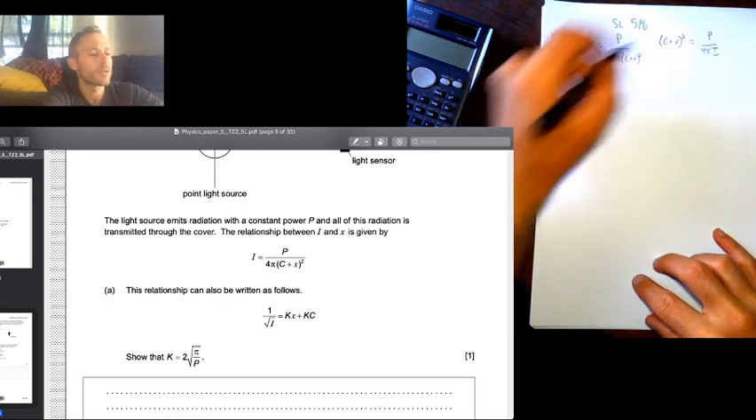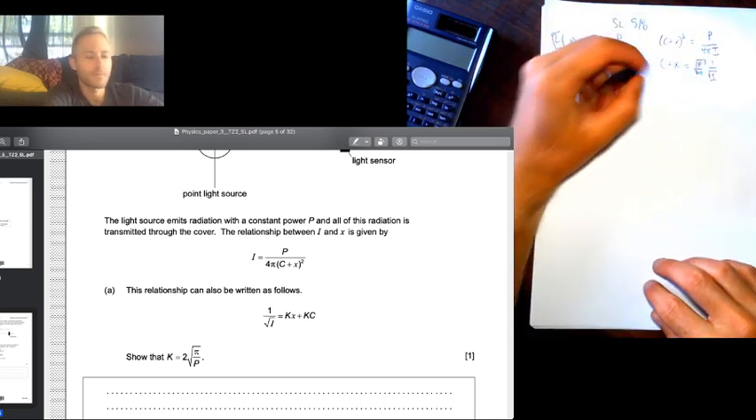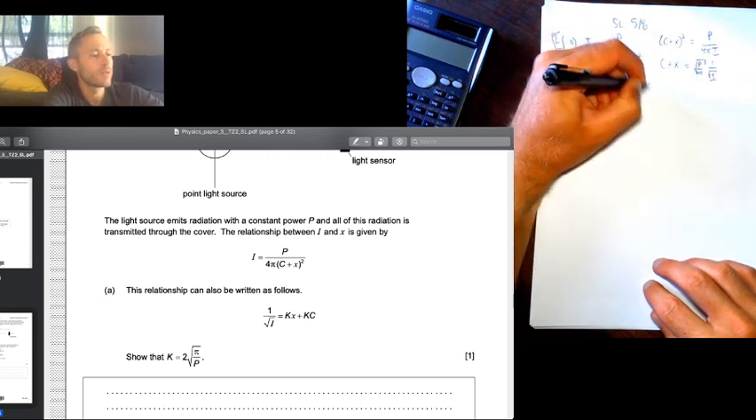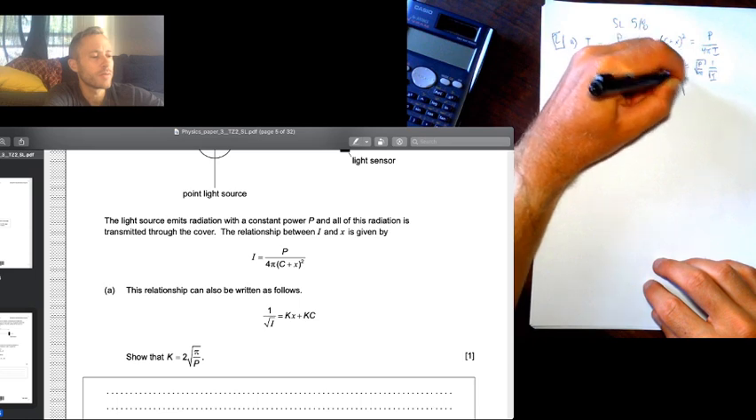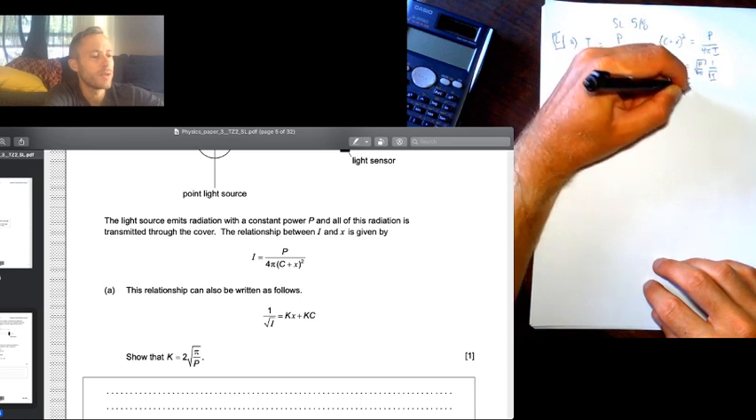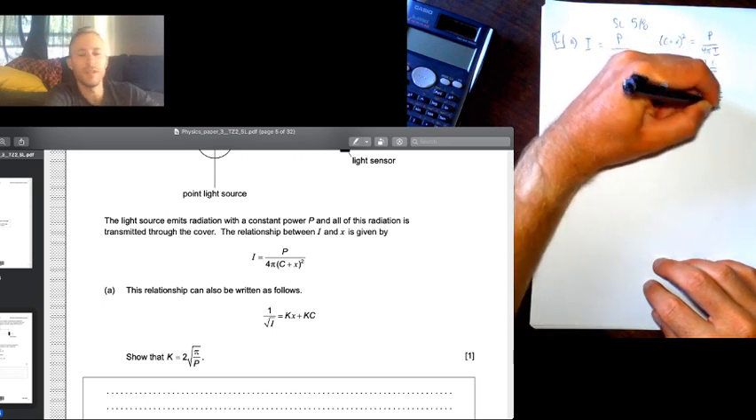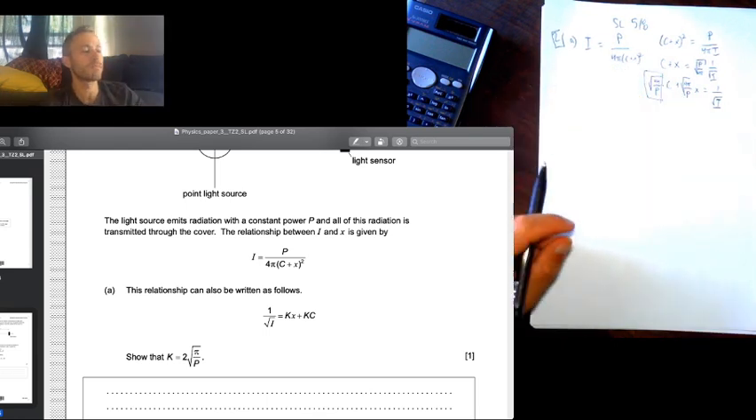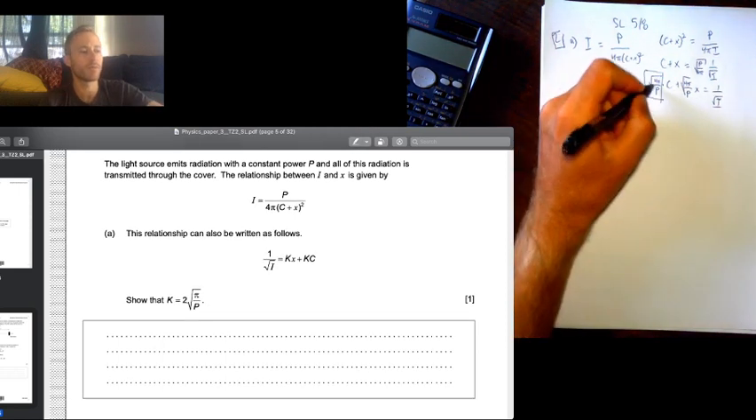And then I take the square root of both sides, and multiply both sides by the inverse of that to get square root of 4 pi over P times c plus square root of 4 pi over P times x equals 1 over square root of I. So we can see that this is k, the thing that multiplies c, and that's the same expression if I just pull out the 4.